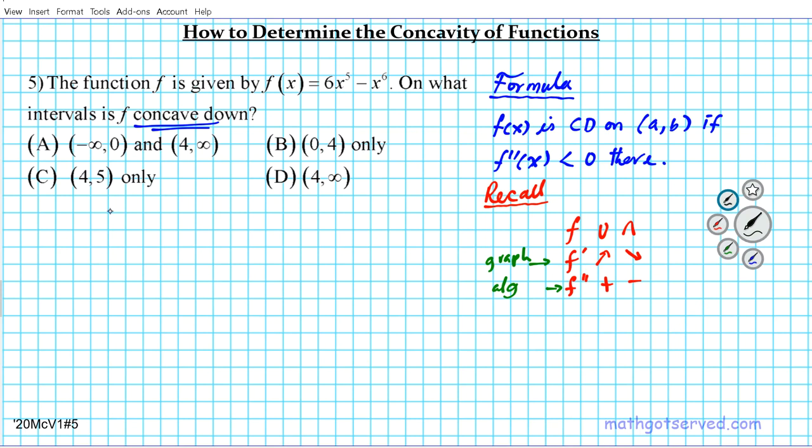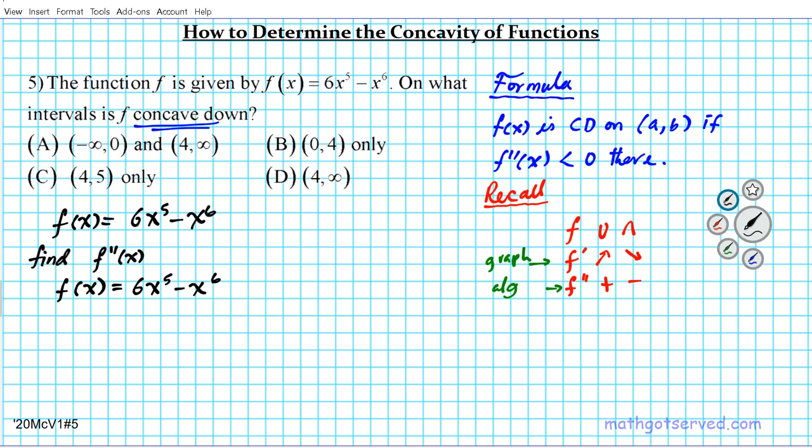Okay, now let's see. Where are we at? So we're starting with the function f of x equals 6x to the 5th minus x to the 6th. Since this is an algebraic representation, we need to find the second derivative, and then look for the critical values of the second derivative and figure out what intervals around the critical values we have a negative sign for the second derivative, okay? All right, let's do it.